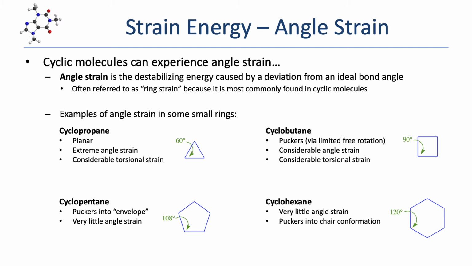The very nature of putting these 3 carbons into such a small ring distorts the bond angles from their ideal bond angle. The ideal bond angle for an sp3 carbon is 109.5 degrees. We've made them 60. And that is a massive deviation from 109.5 degrees. So cyclopropane has a tremendous amount of angle strain. Now, cyclopropane also has a lot of torsional strain.